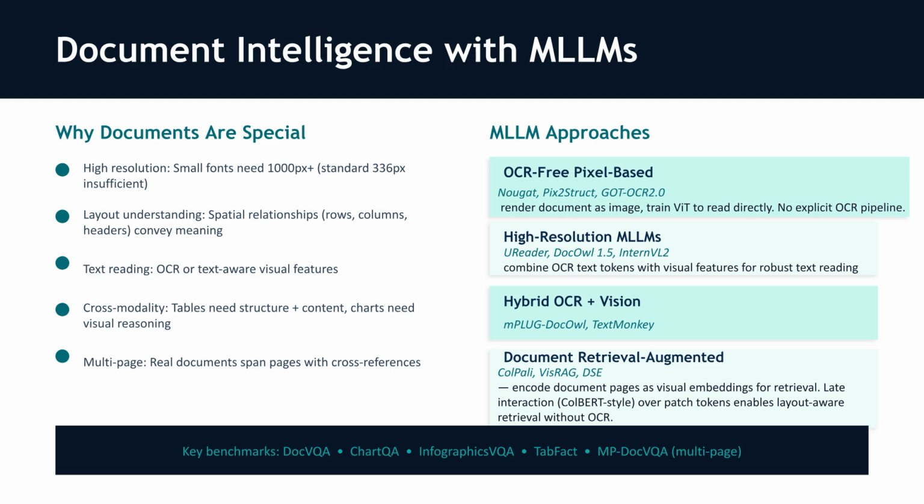OCR-free pixel-based methods like Nougat, Pix2Struct, and GOT-OCR 2.0 render documents as images and train the ViT to read text directly. High-resolution MLLMs like UReader, DocOwl 1.5, and InternVL2 combine OCR text tokens with visual features. Hybrid OCR plus vision approaches like mPLUG-DocOwl and TextMonkey leverage both explicit OCR and visual encoding. And document retrieval augmented approaches like ColPali, VisRAG, and DSE encode document pages as visual embeddings for retrieval, using ColBERT-style late interaction over patch tokens. This last category is directly related to my PhD work on cross-lingual visual document retrieval.